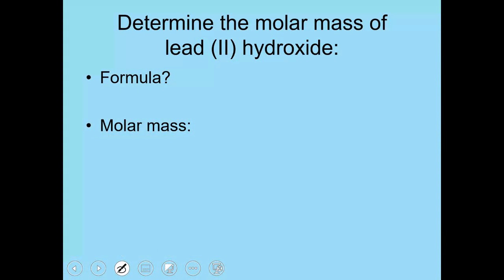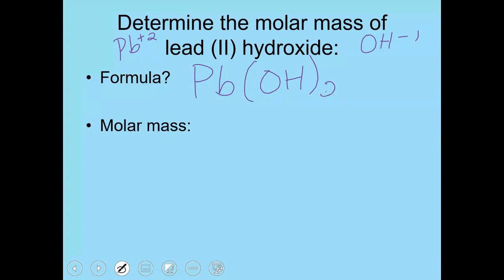Now we will figure that you paused and you tried this. Lead 2 is Pb plus 2. Hydroxide is OH minus 1. So when you write the formula, it's going to be Pb(OH)2. We need 2 hydroxides for every 1 lead.